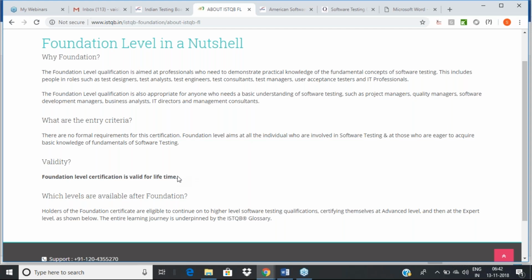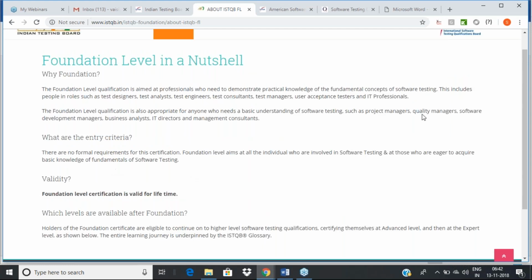So there are no formal requirements for the foundational level. Who can write the exam? There is a misconception that people who have 2 years of experience can go for it. That's not really true. There are no formal requirements for this certification. It is for those who are into software testing and those who have the basic knowledge, fundamentals of software testing. That means anyone from zero experience trying to enter into IT, you can go up to like 5, 6 years.